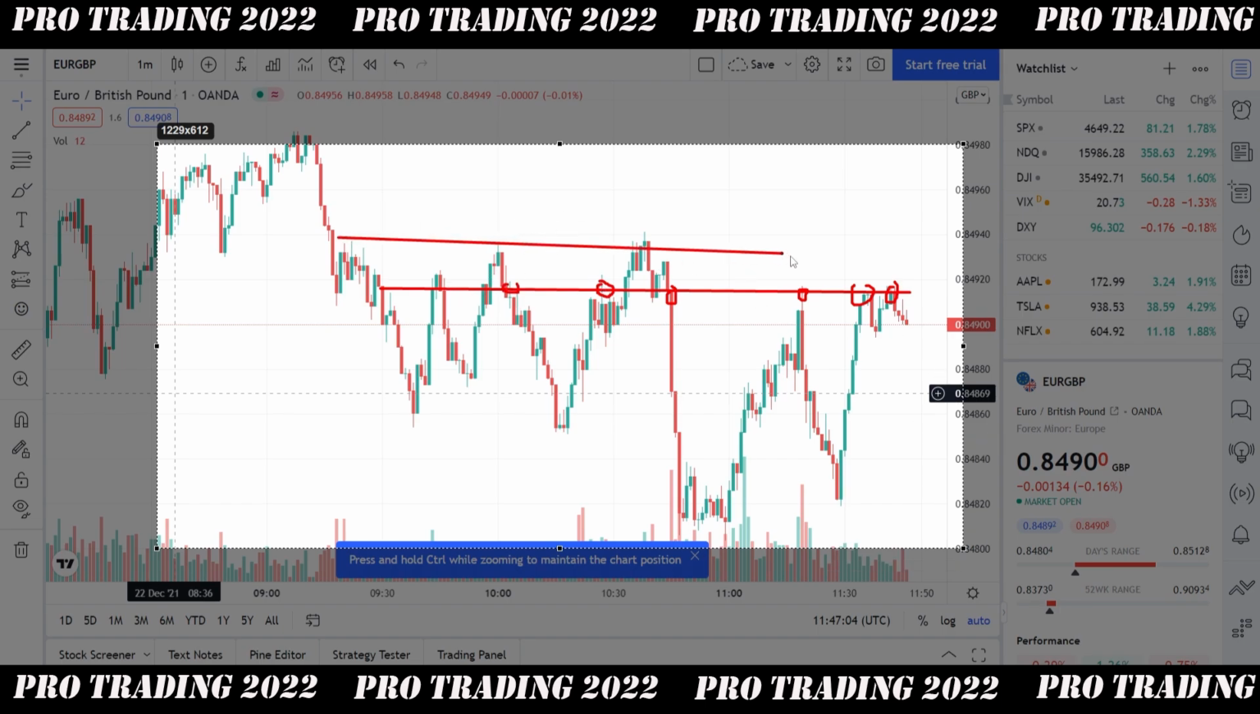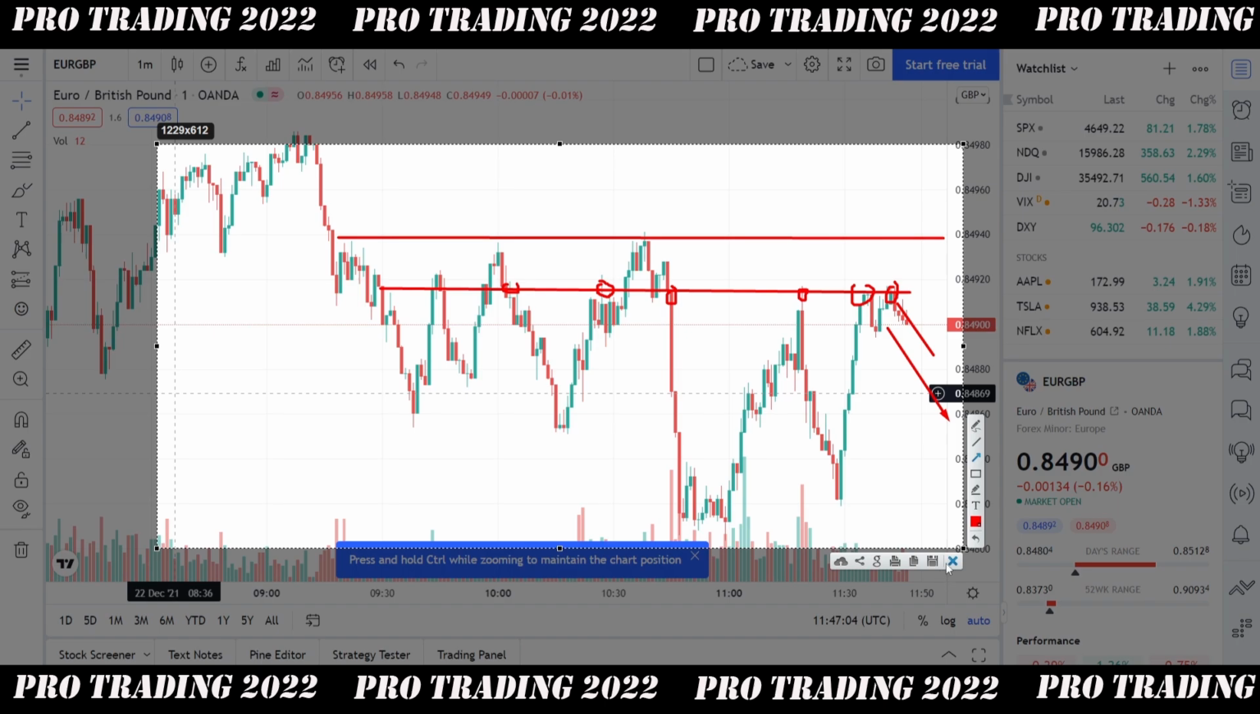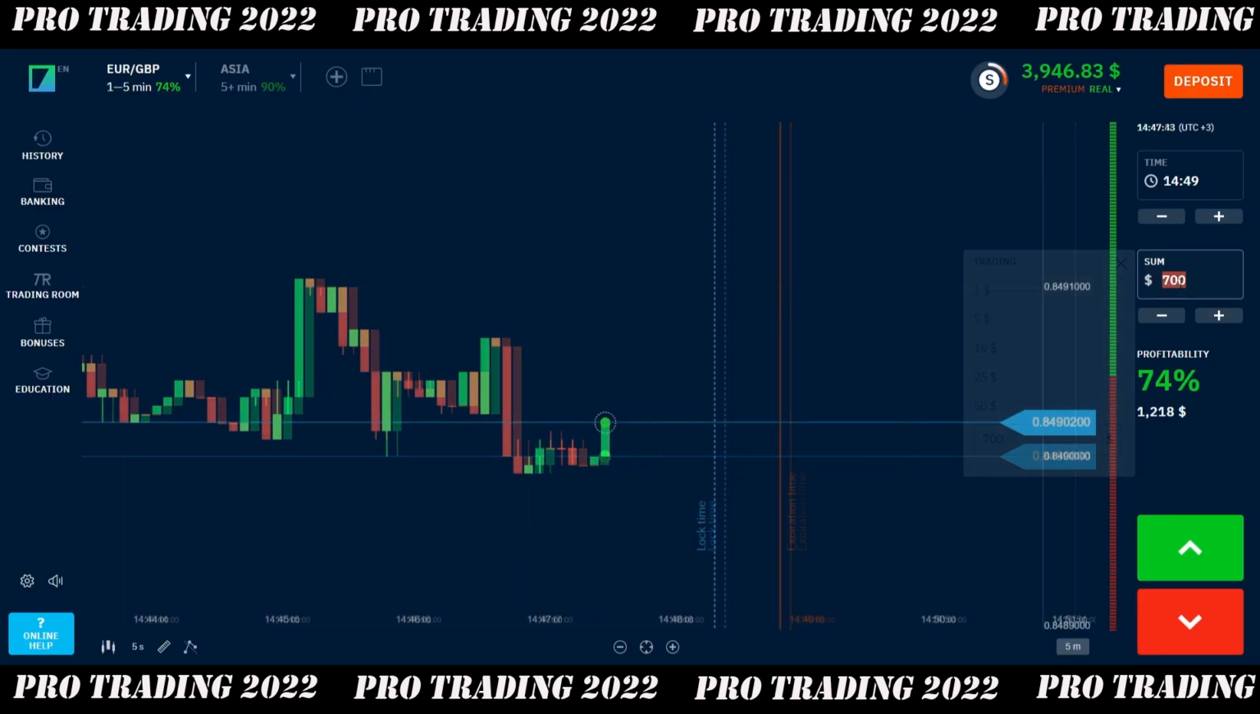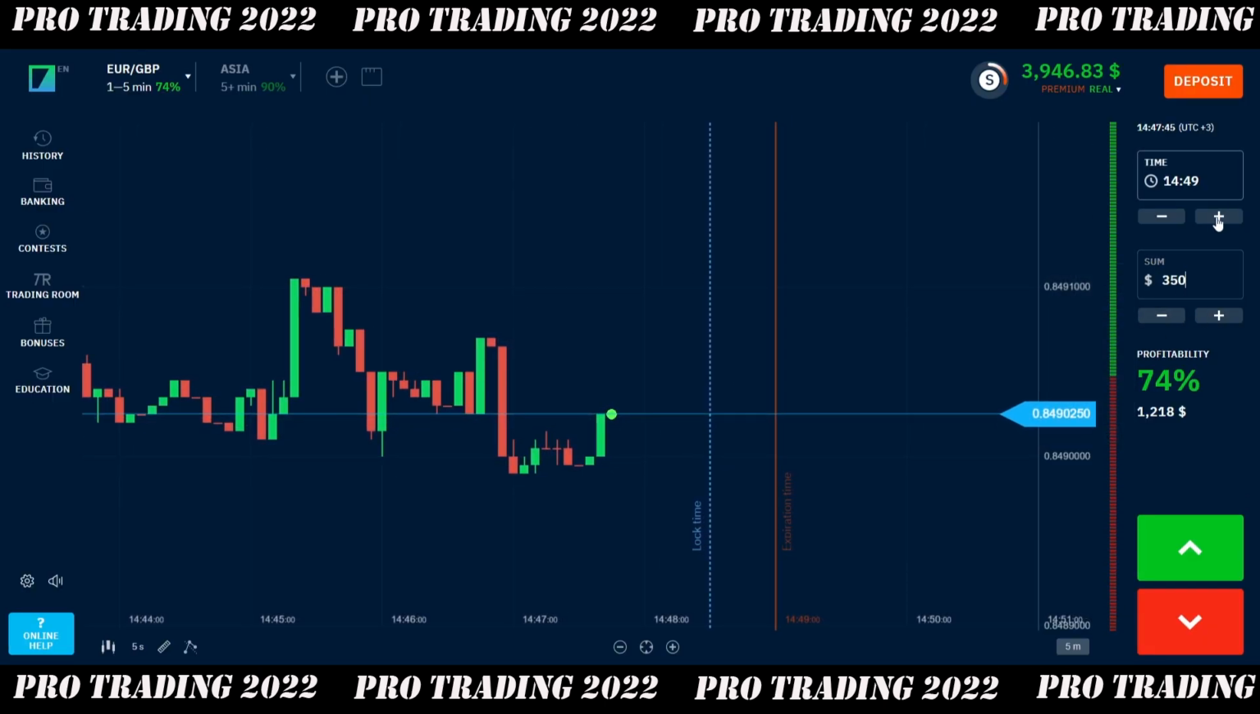I will also note the upper part of the resistance level, and I think that the price will go down here. I don't see any markers that indicate a penetration. I think the logic is clear. Based on this logic, let's open a short trade. Let's start with a small amount.